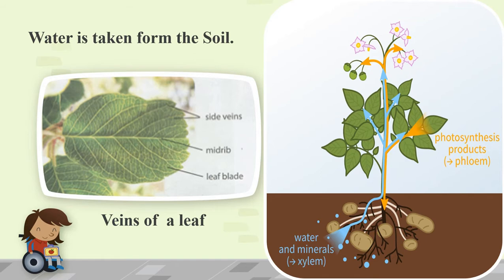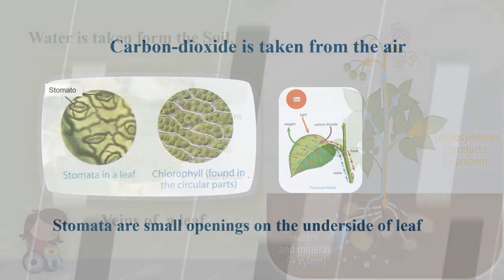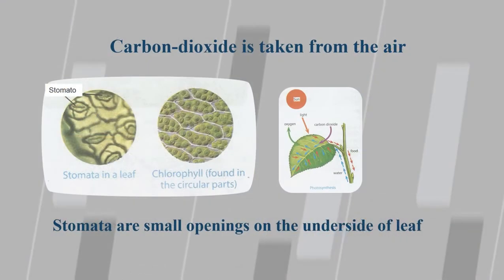Now, how do plants take in carbon dioxide? If we look at the underside of the leaves, there are very small openings called stomata. These openings are so small that you will not see them with your naked eye. Air enters and exits the leaves through these openings, and leaves take in carbon dioxide from the air to make their food.